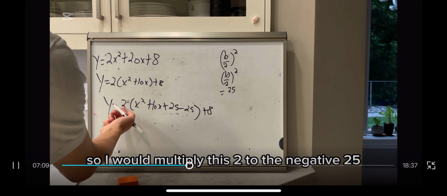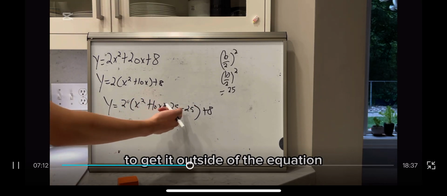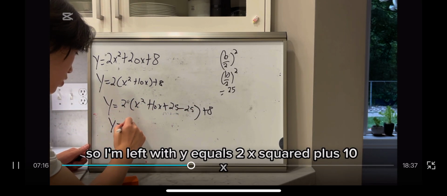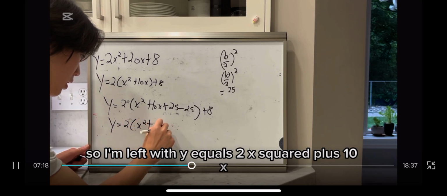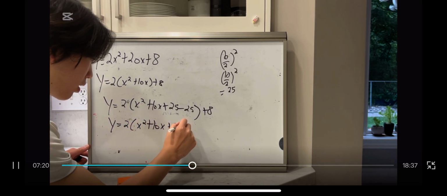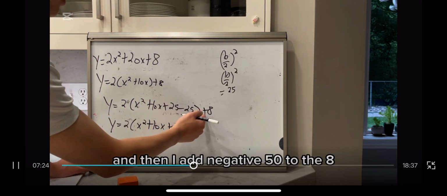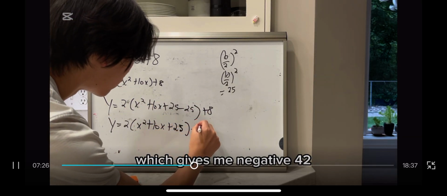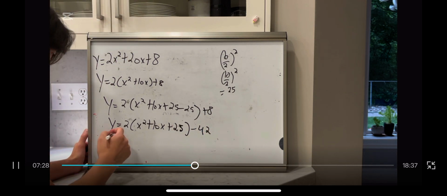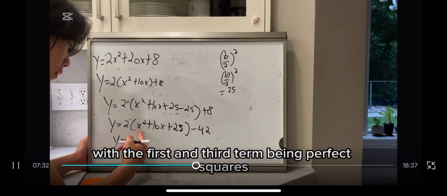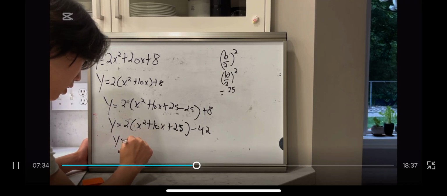So I would multiply this 2 by the negative 25 to get it outside of the brackets. So I'm left with y equals 2x squared plus 10x plus 25, and I multiply 2 by negative 25, which gives me negative 50, and then I add negative 50 to the 8, which gives me negative 42. And then I just see this is a thing that we learned earlier, the perfect square trinomial, with the first and third term being perfect squares.